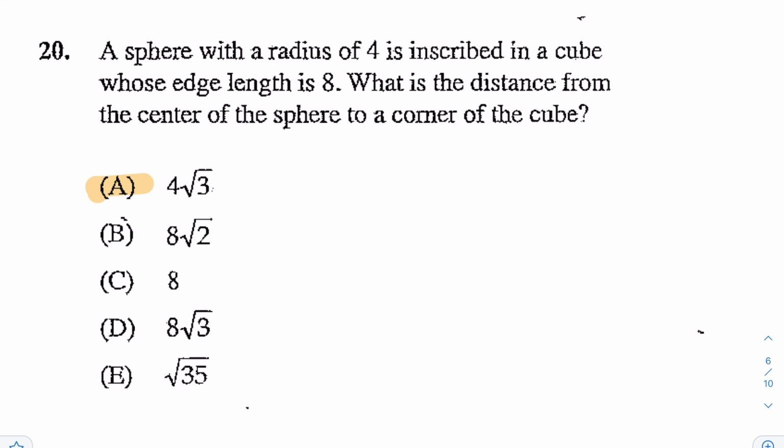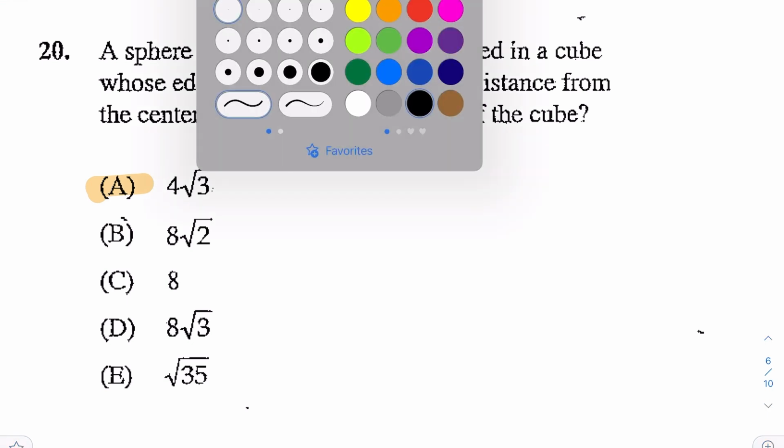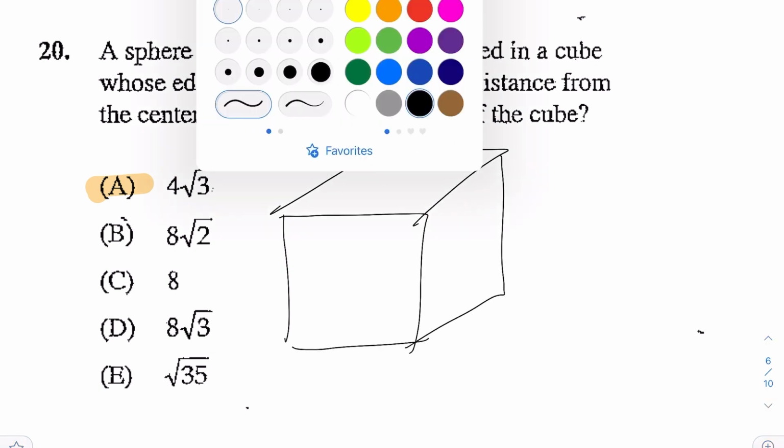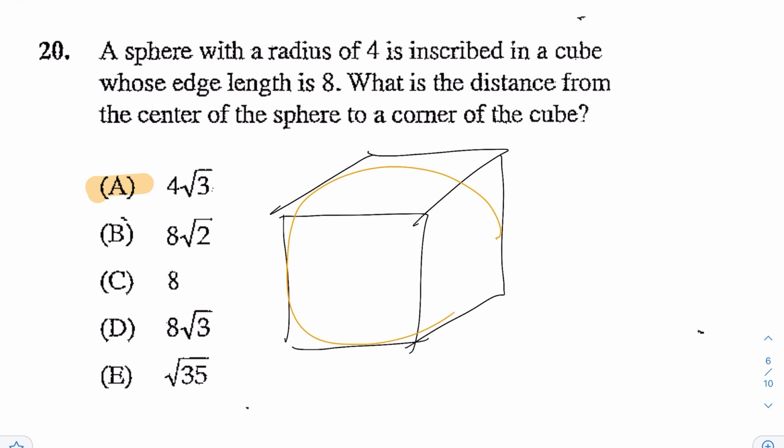All right, next for number 20, a sphere with a radius of 4 is inscribed in a cube whose edge length is 8. What is the distance from the center of the sphere to the corner of the cube? All right, so here you have a cube, and you have a sphere, which is just a ball, inside it.